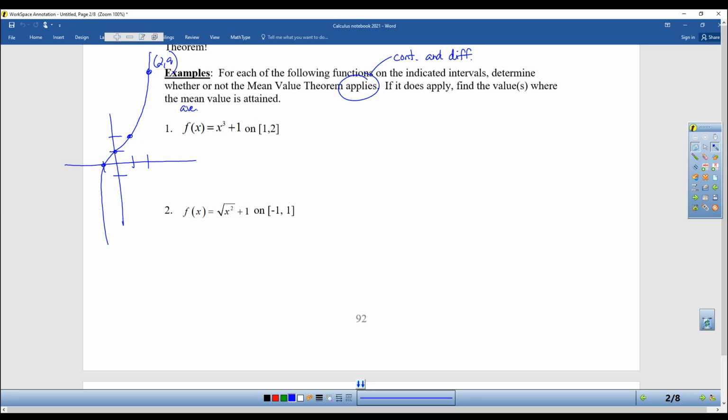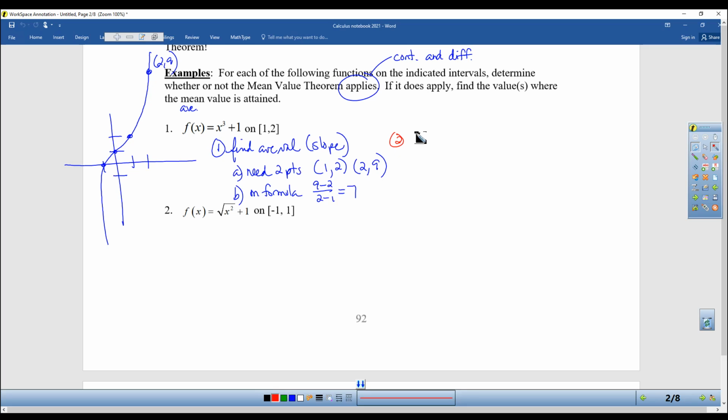So (2, 9). Just to put it into steps for you: Step 1, find the average value, which is just the slope. Sub part A, you need 2 points. In this case, we're on the interval from 1 to 2, so (1, 2) is a point, and then (2, 9) is a point. B, use the slope formula. So 9 minus 2 over 2 minus 1 is equal to 7.